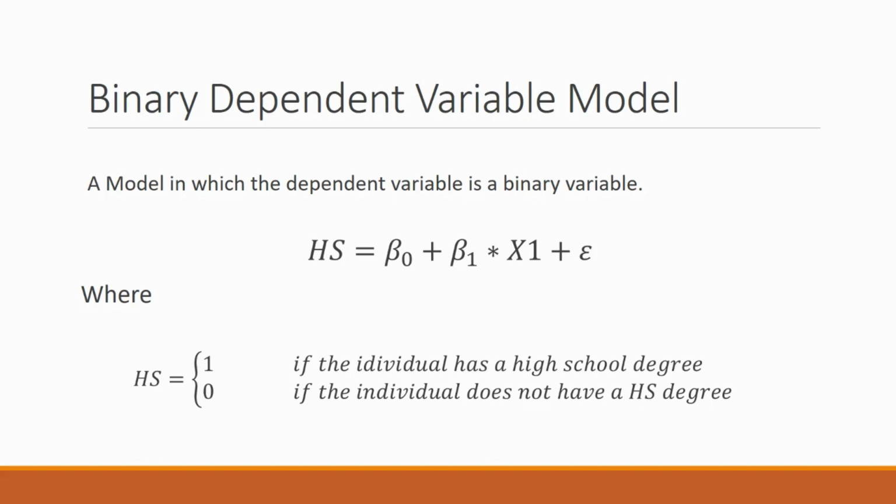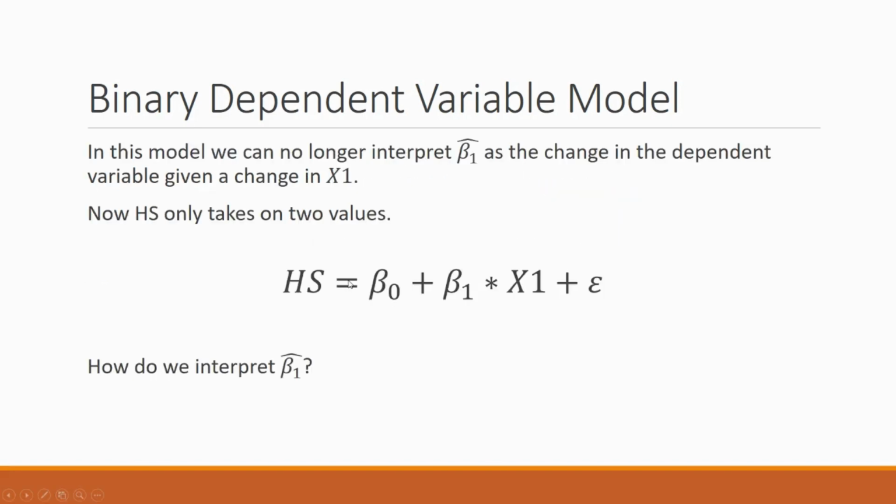So that's why we would use this: we want to know what the independent variables are that affect this binary decision or binary outcome. We want to know what beta 1 is, the effect of our independent variables on this binary outcome, whether or not someone has a high school degree. But now you might recognize that this introduces some potentially interesting challenges.